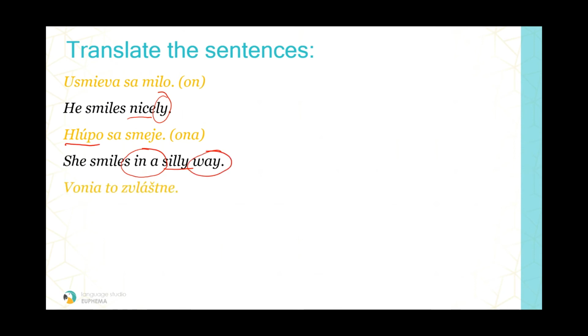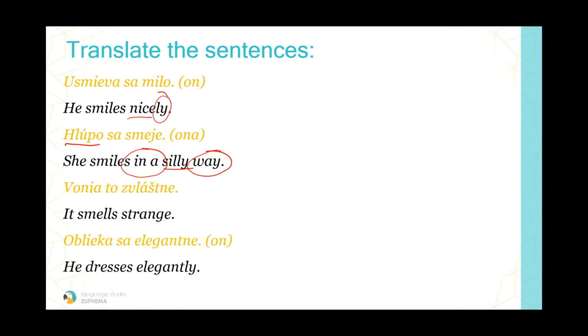Good. Vonia to zvláštne. We have just had it, so it smells strange, not strangely, right? Oblieka sa elegantne. He dresses elegantly. Okay, elegantly, classic. Pekne vyzeráš. You look beautiful. Not beautifully, only the adjective beautiful, because look is related to one of the senses.